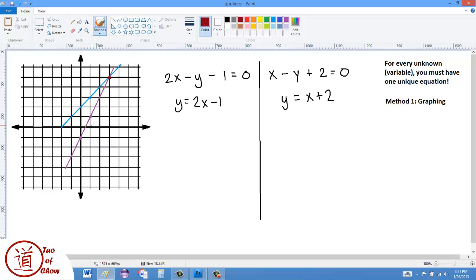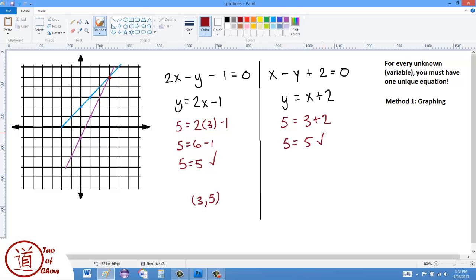This is 1, 2, 3. So the point is 3, 1, 2, 3, 4, 5: (3, 5). What that means is that x equals 3 and y equals 5 satisfies both equations. Let's check. 5 is equal to 2 times 3 minus 1, 5 is equal to 6 minus 1, and 5 is equal to 5, so we get a check mark for that. Then we check with the other one: 5 is equal to 3 plus 2, so 5 equals 5, and we get a check mark for that one too.